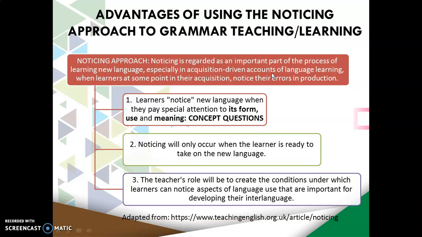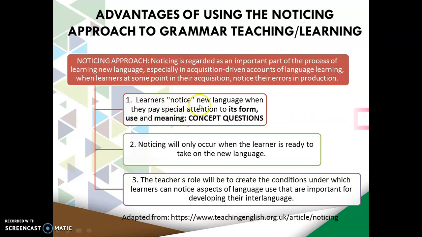When learners, at some point of their acquisition process, notice their errors in pronunciation, for example, as in the case of when we acquire our first language, we notice immediately our errors from the modeling that we are receiving from our parents. But in this case, it is adapting to the learning of the different aspects that we are providing to our students when they learn English.